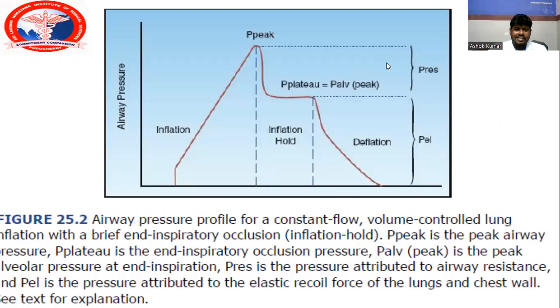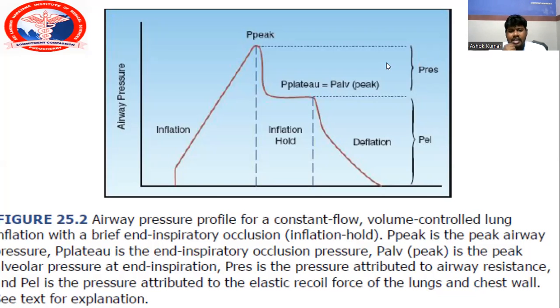Similar to the previous graph, it starts from either PEEP or zero airway pressure. Then the inflation proceeds to the peak inspiratory pressure. During the inflation hold, it progresses down to the plateau pressure, which is the alveolar pressure. Then in the center part there is inflation, and again deflation during expiration. Here one part shows resistance pressure and the later part shows elastic pressure.